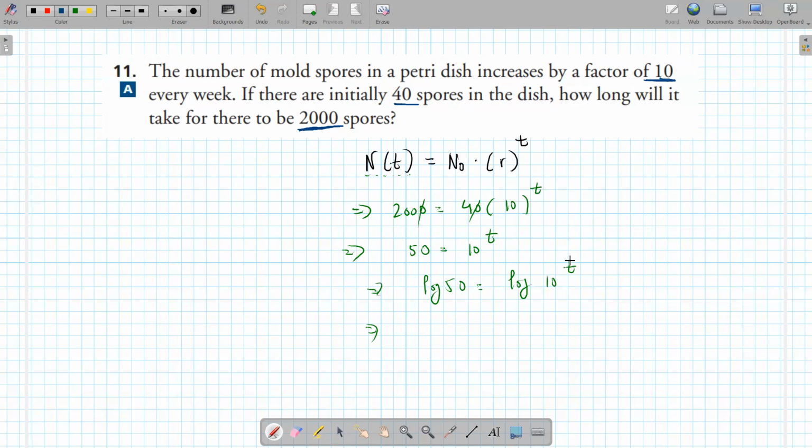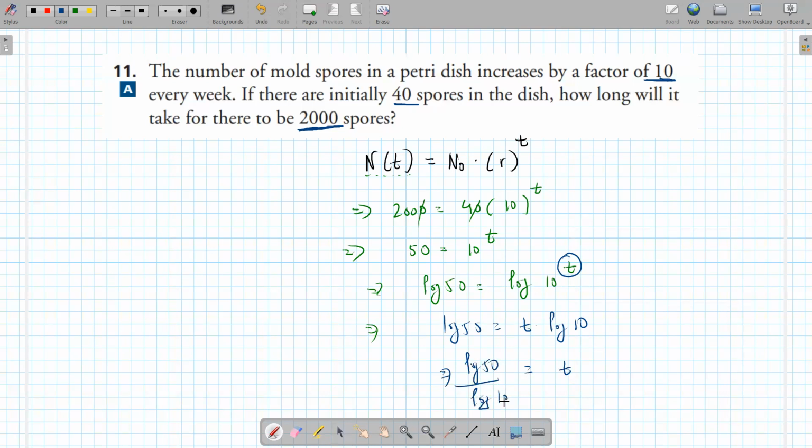So this t, right? There's a log in front. What can we do with that? It goes to the front. Yep. So you get log of 50 is equal to t times log of 10. Now what do you do to solve for t? You divide both sides by log 10. Final answer is going to be log 50 over log 10, okay?